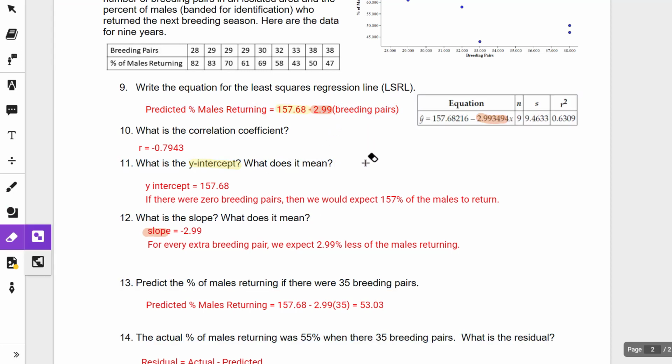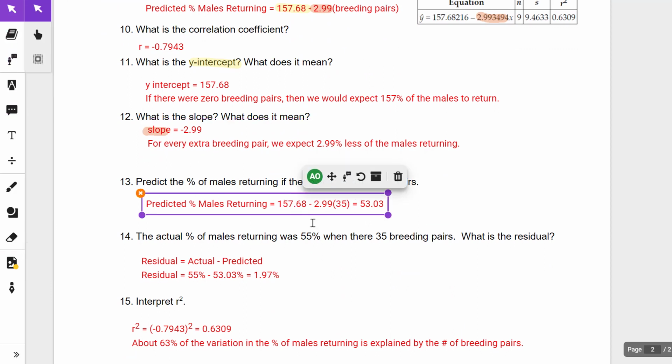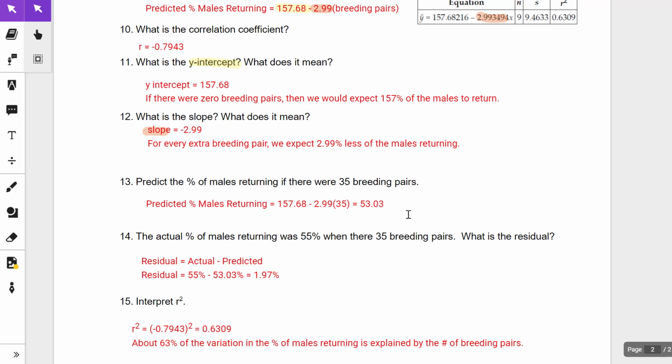Here we go. So I put the 35 in there. You see the breeding pairs, and it comes down here. So 35 times 2.99, basically almost 3. And then subtract that from 157.68, and we get 53.03%.